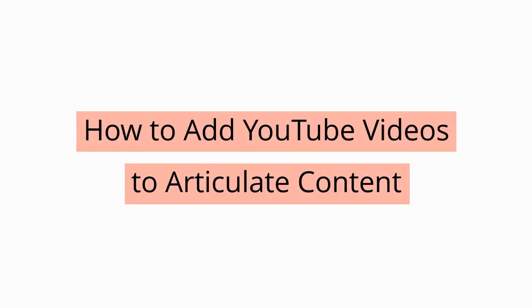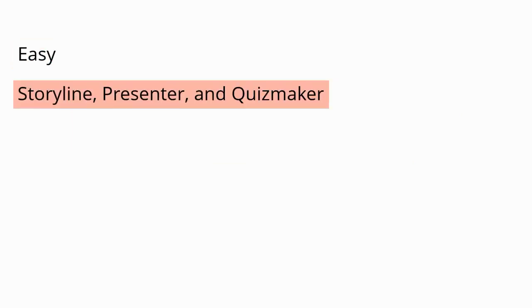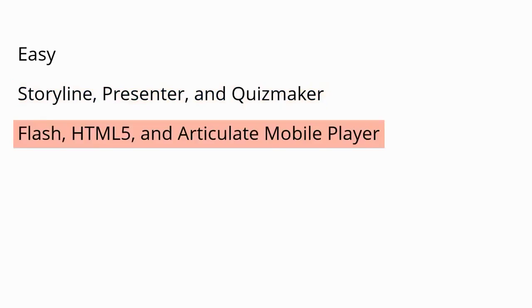Let's talk about how to add YouTube videos to Articulate content. First, it's super easy, and it works in Storyline, Presenter, and Quizmaker, and the videos work in Flash, HTML5, and the Articulate mobile player. And all you need is the 11-character video ID for the video you want to add to your content. So how do you find that?